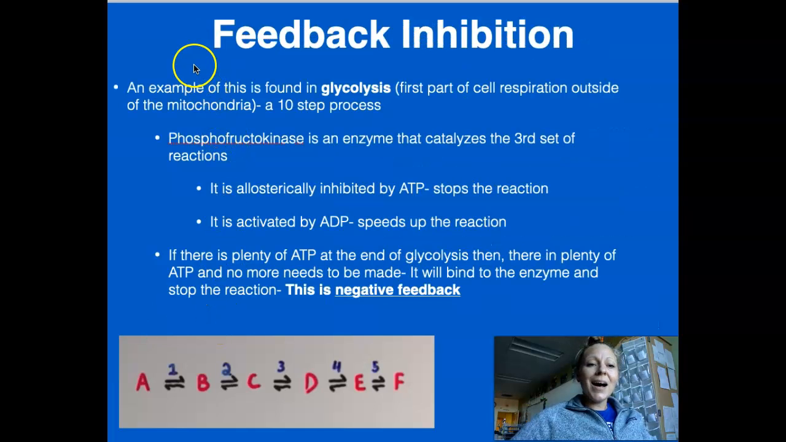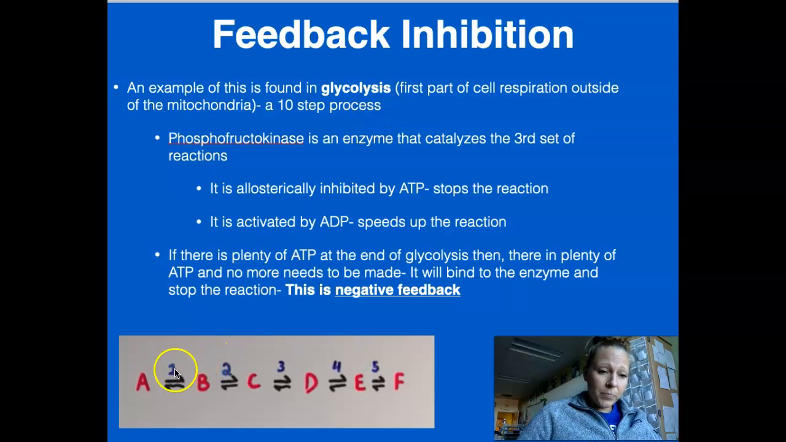Welcome back. Feedback inhibition is our final concept that we're going to cover in this video. An example of feedback inhibition is found in glycolysis. I'm taking a different example from the book because we're going to be moving towards, I'm sorry, cell respiration. The first part of cell respiration occurs outside of the mitochondria, and it is a 10-step process.